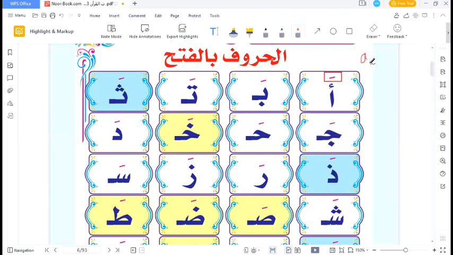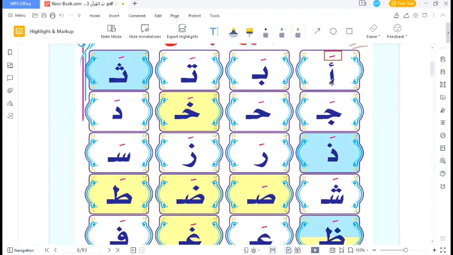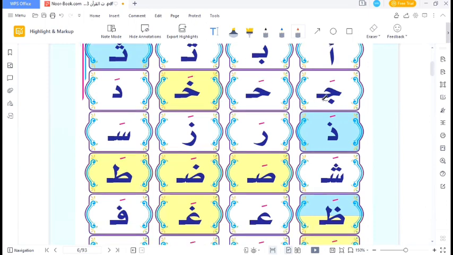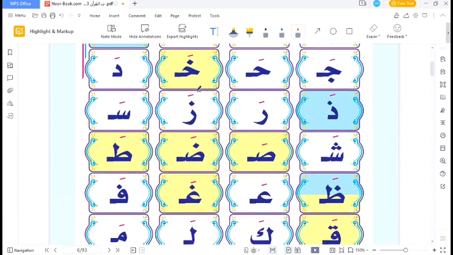So we say any letter and it's followed by a. So this is going to be a. That one is ba, ta, fa, ja, ha, kha, da, dha, ra, za. And this one, we said the ra is going to be heavy. Why? Because it had the fatha on the top.